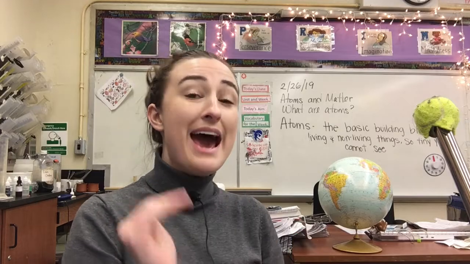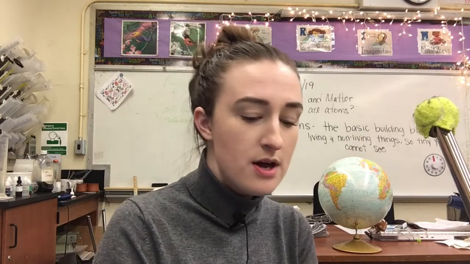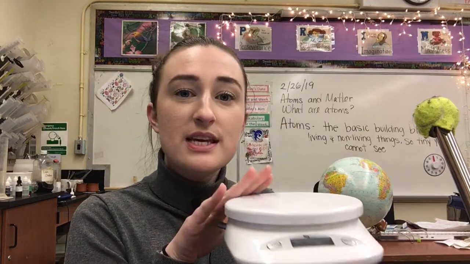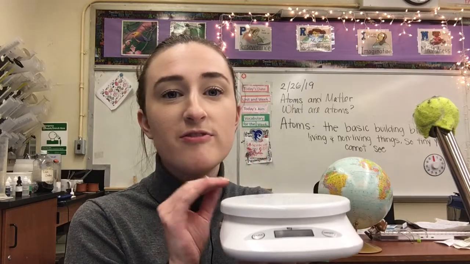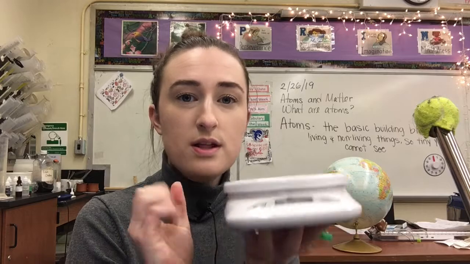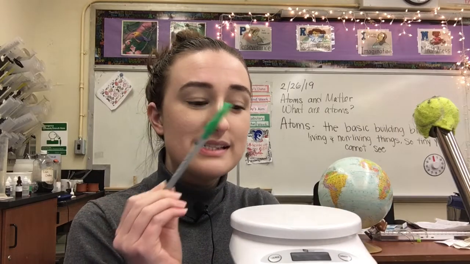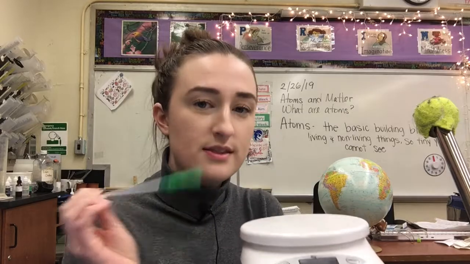Now, what do we mean when we say something has mass? Well, we can use one of these scales or a triple beam balance. We use triple beam balances at the beginning of the year, if you remember. But today we're using these nice scales to find the mass of objects. So let's see if this green pen has mass, gives a number on this scale.